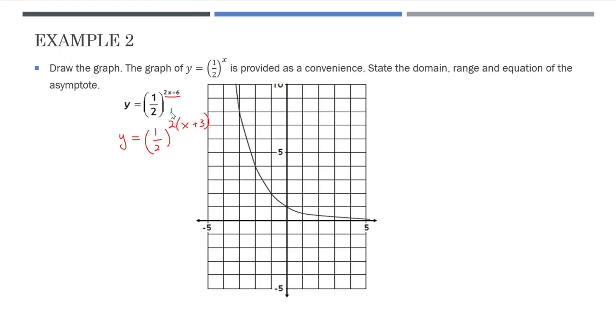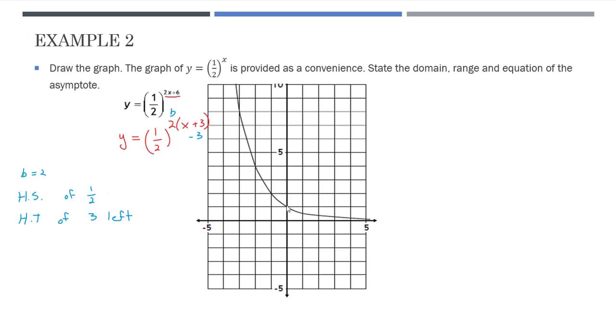So this is my b value of 2, which means that I have a horizontal stretch by a factor of 1/2. And this is actually going to be a plus 3 here, so that means I'm going to have a horizontal translation of 3 left. Okay, so now that I know that, I'm going to just take each of these points. We do the stretches first, so I'll half them and then move them by 3.